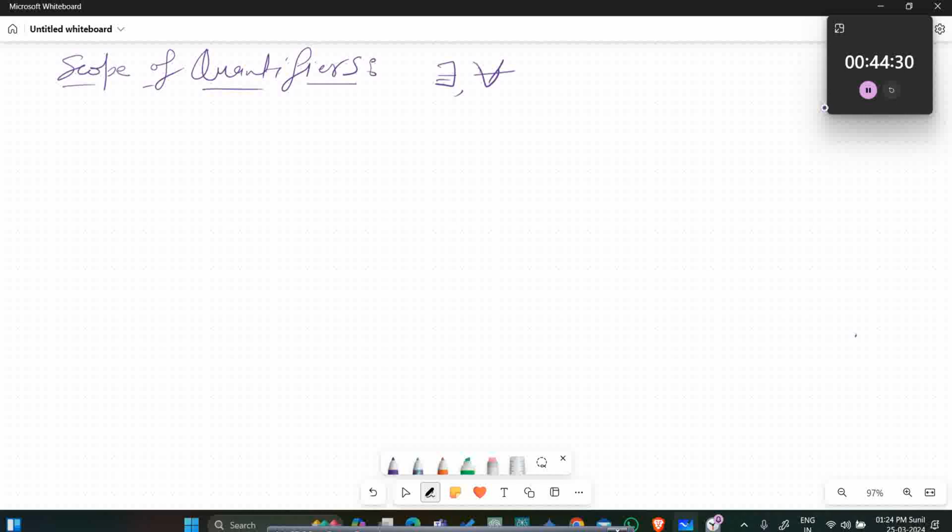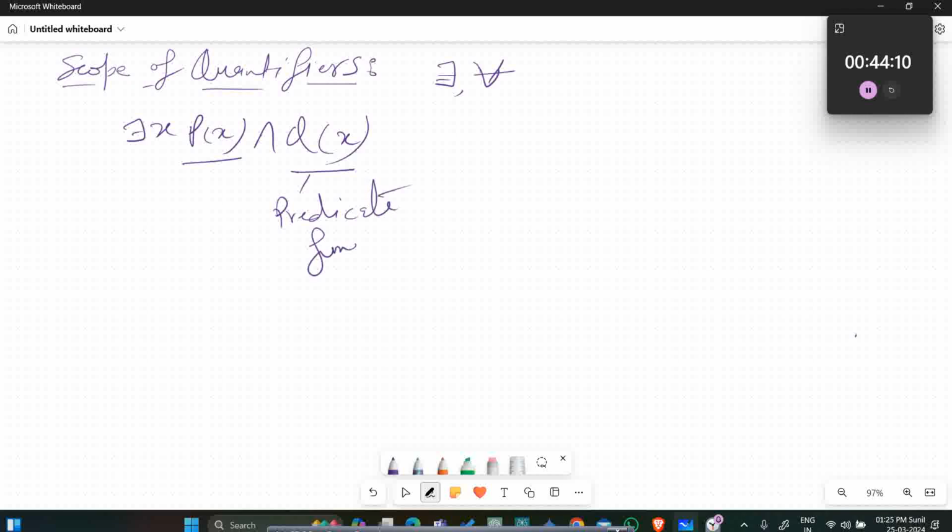We will understand with some example. Let's say there exists some x, p(x) and q(x). These are predicate functions. So for which x, for which predicate function is this x valid? What is the scope of this?